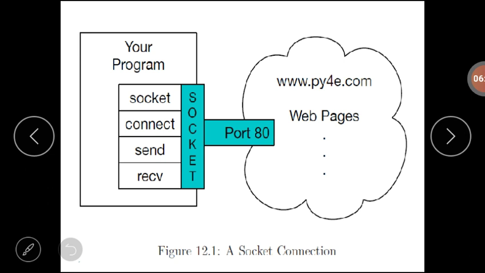Here, first we have to create the socket, then connect that socket to a particular port, then we can send the message or command through that port. Here, the send message contains the website name, and through the receive method you can receive the message from the website.